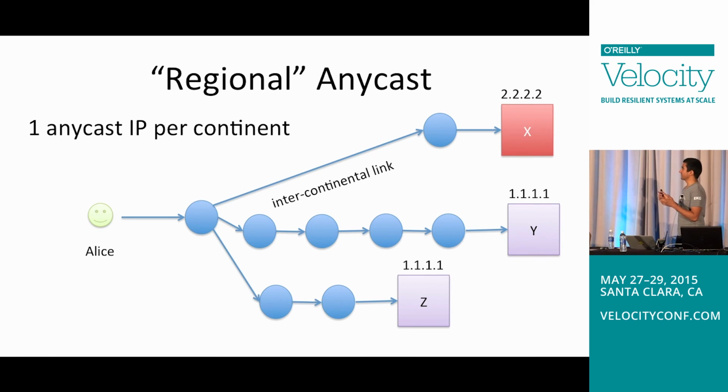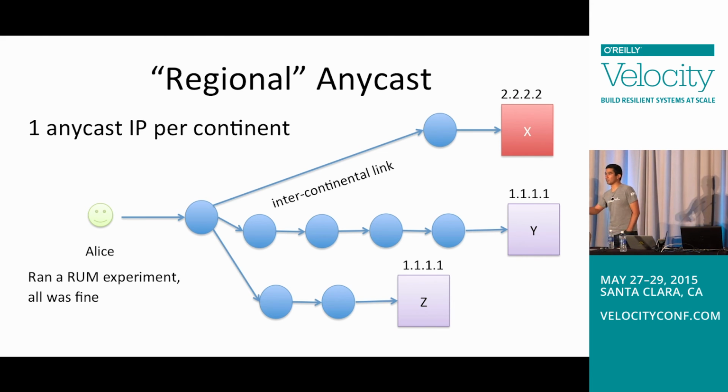We used this information and came up with something we call regional Anycast. What it means is we will give one Anycast IP per continent, right? So this POP might be in Asia, and this might be an intercontinental link from a user in US. But now we'll give a different IP, 2.2.2.2, to all the POPs in Asia. And all the POPs in North America, Z and Y, will have the same IP address. This is interesting. This worked.